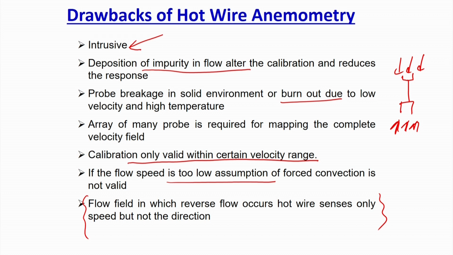So, in a reverse flow condition, you will only get the speed, not the velocity, you will not get the direction, and that is the major limitation in multi-phase flow. Because of the bubbles or discrete phase presence, the flow can reverse at any moment. Okay. So, that is the major drawback, and that is why more advanced techniques are being invented, which will be discussed later. Thank you.